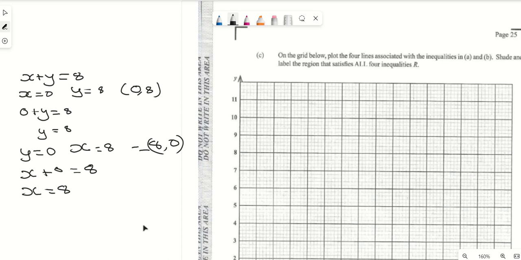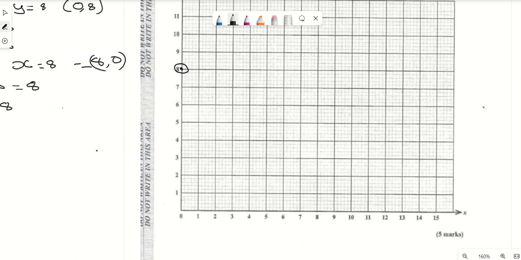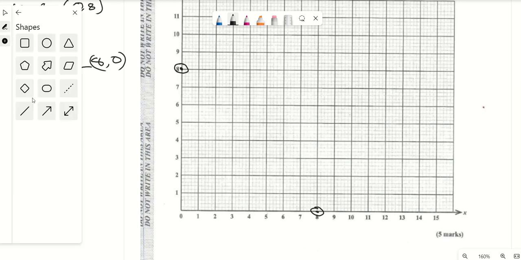Right? And we're going to just plot that, and I'll plot it in a different color for each one so that we'll be able to recognize it. This one I already did the working in black, so we'll do it. So when x is 0, that means along my y-axis, y is 8. So my first coordinate is going to be right here. And then the next coordinate is when x is 8 and y is 0. That is on my x-axis. So this here is my first line. I'm just going to draw it so that you guys can see the line.